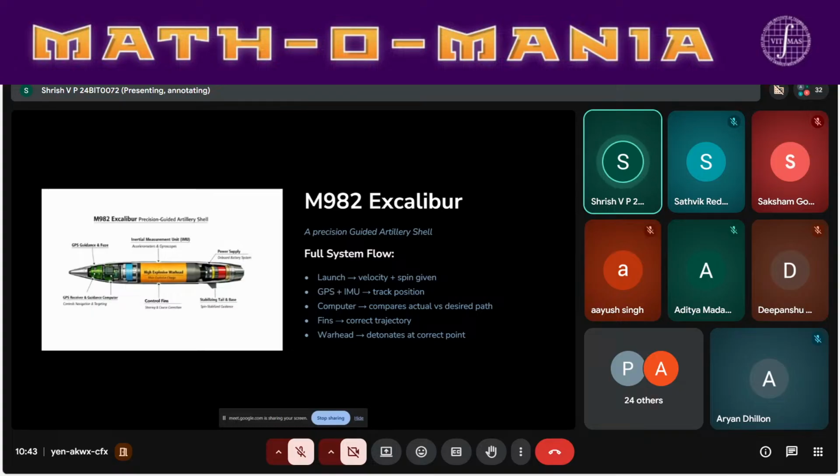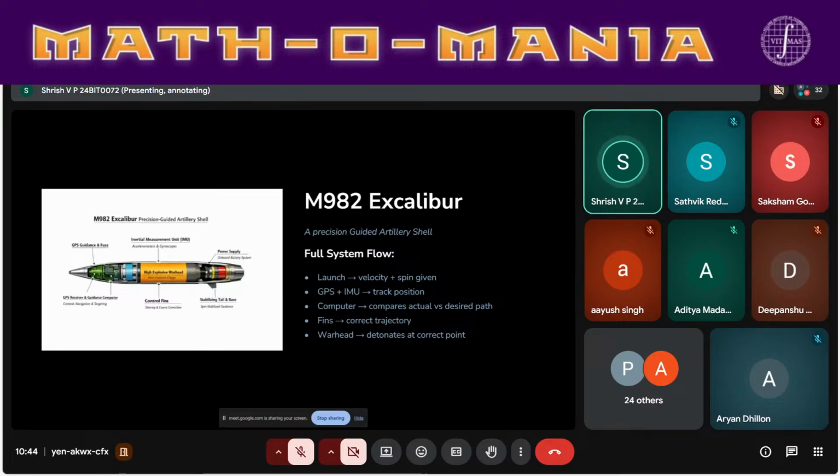The next part is the GPS receiver. It receives signals from satellites and calculates the exact position of the shell. This gives accuracy up to a few meters. The next component is the inertial measurement unit. This contains accelerometers and gyroscopes. Their job is to track motion. Even if the GPS signal is weak or lost, the IMU continues estimating acceleration and orientation. So it acts as a backup and stabilizer.